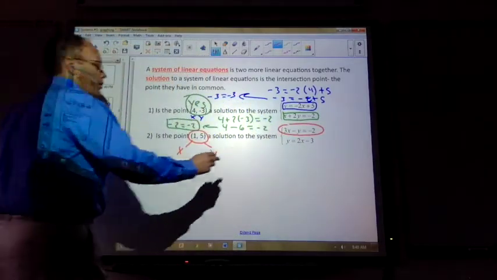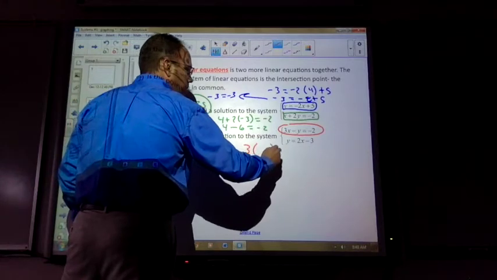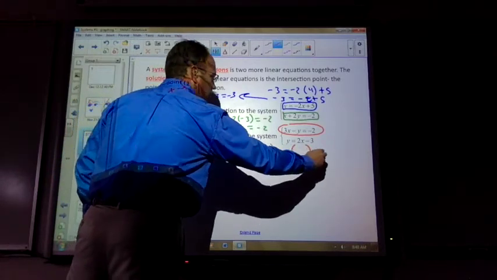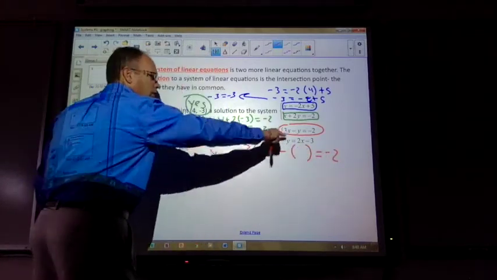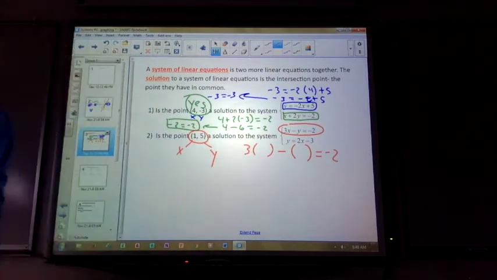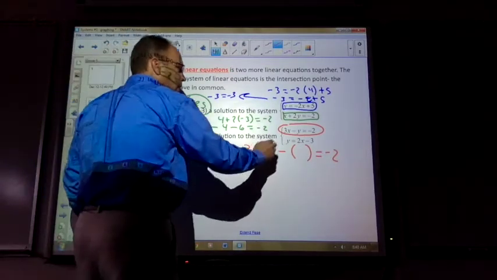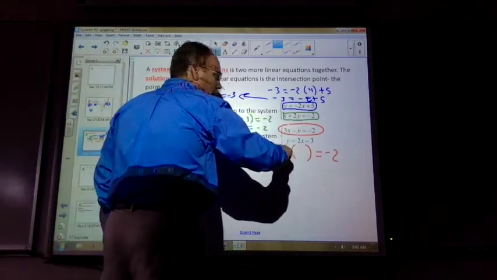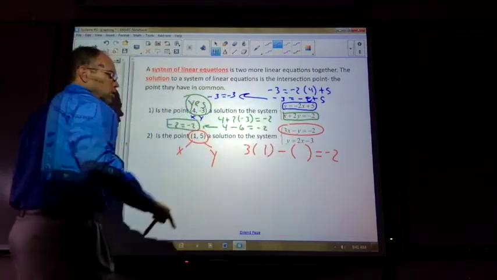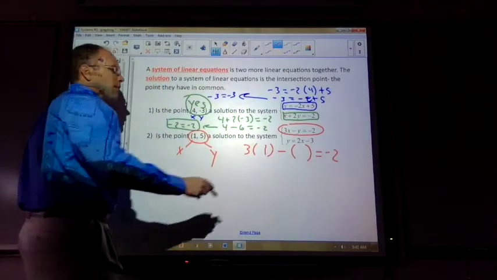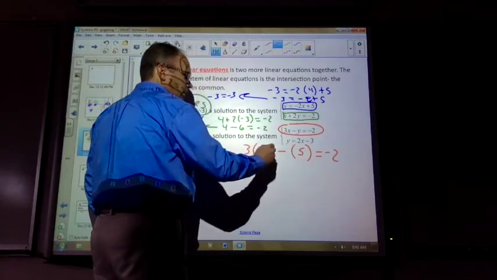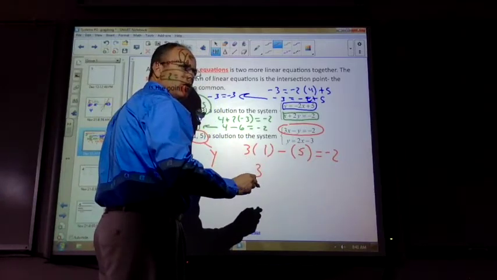So 3 minus y equals negative 2. That was an x. What's going to go there now? A 1. That was a y. See how the negative came down. So what plugs in for that? 5. Okay, 3 times 1 is 3, right?